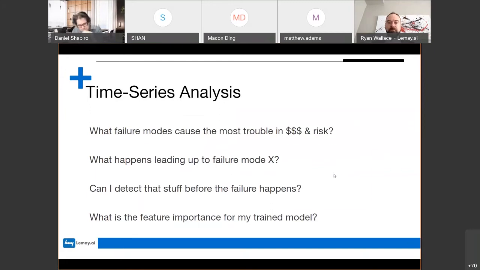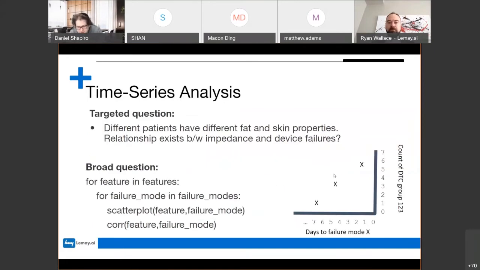So I put together here a little super crappy handwritten example of like, what does that look like? And we're going to go into it a little bit deeper.